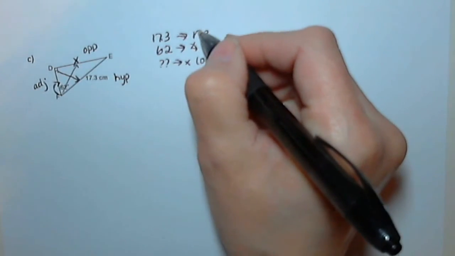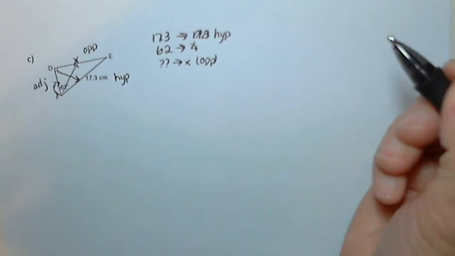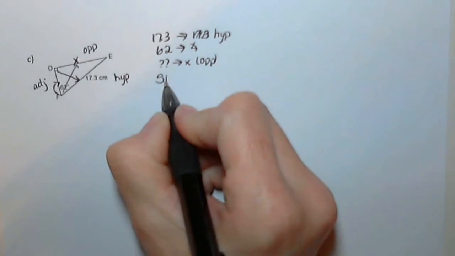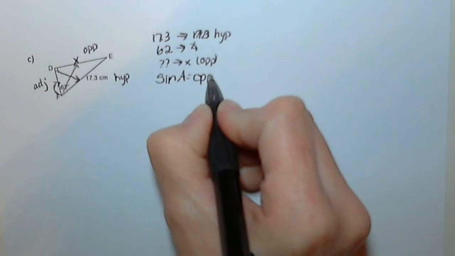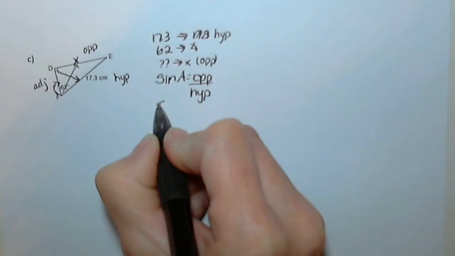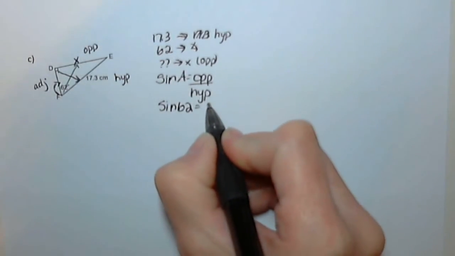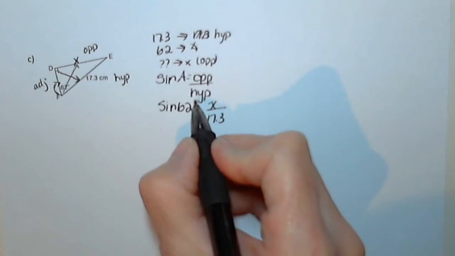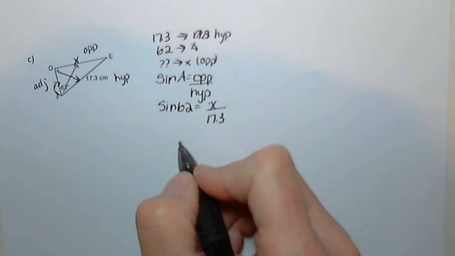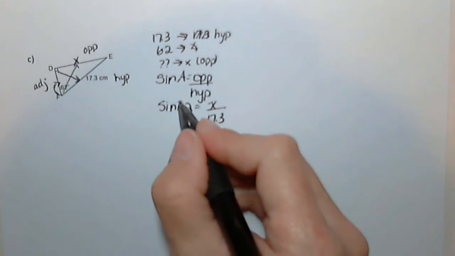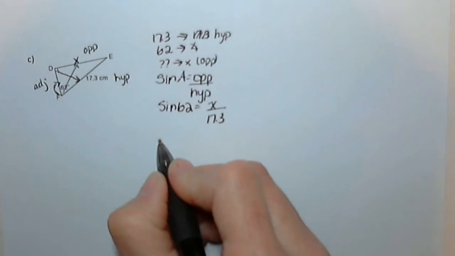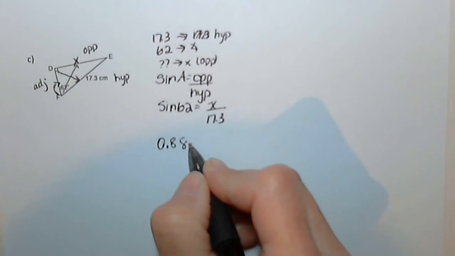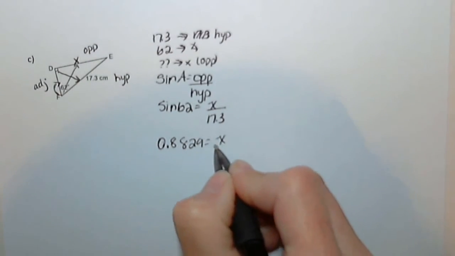Which formula connects a hypotenuse, an angle, and an opposite? Well, that's sine. So sine of A is equal to opposite over hypotenuse. Sine of 62 is equal to x over 17.3. For this question here, we are then going to take our calculator and punch in the sine of 62. We are not going to use the shift button because we have a number beside the word sine. We're going to write that down to 4 decimal places: 0.8829 is equal to x over 17.3.